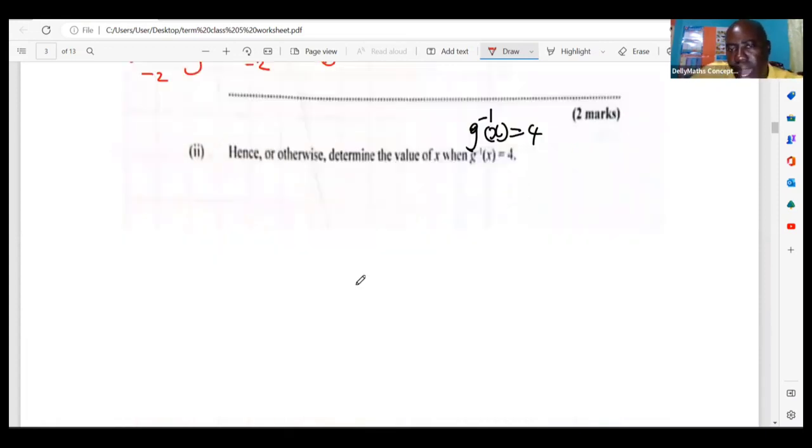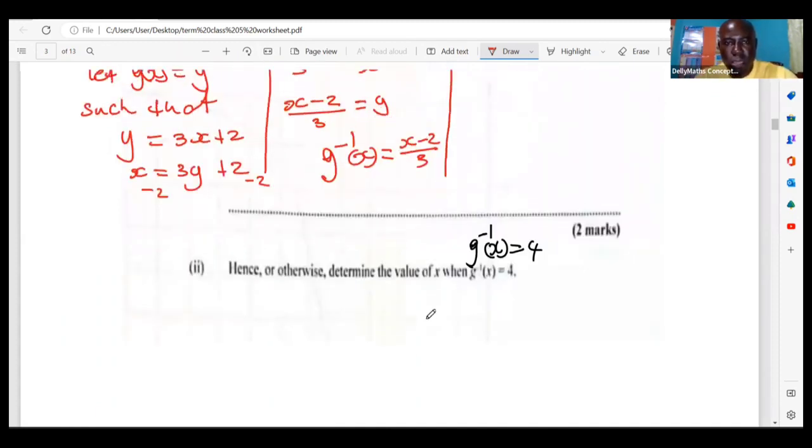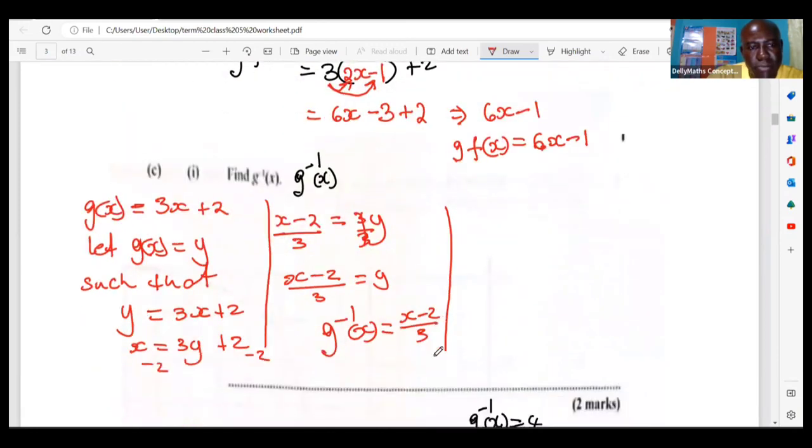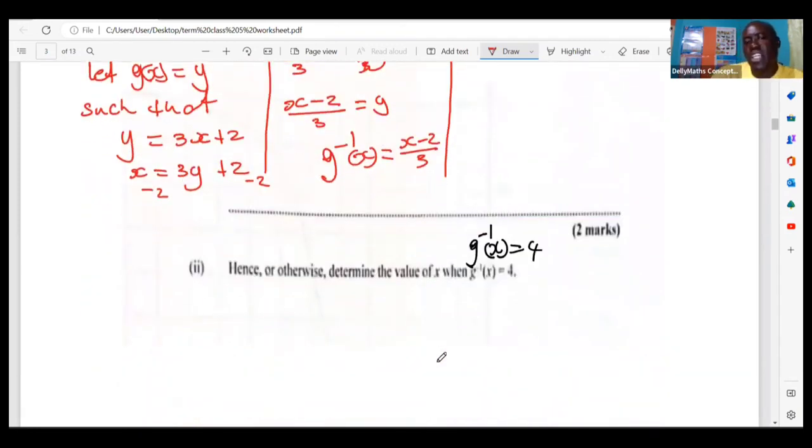Determine the value of x. Oh, determine the value of x. Can you read that? Is it clear? Determine the value of x when the inverse of g of x equals 4. All right. So the inverse of g of x equals 4. Let the inverse of g of x equal 4.